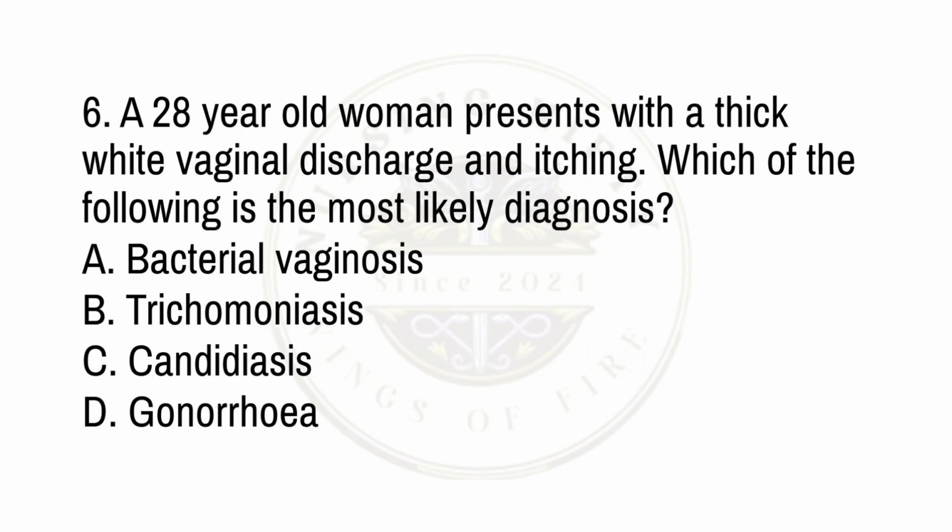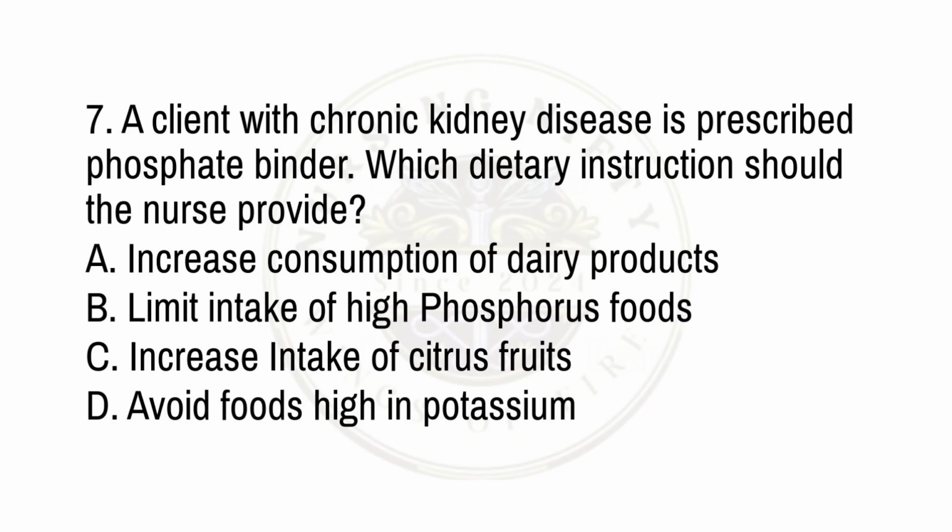Candidiasis. So candidiasis or yeast infection typically presents with thick white vaginal discharge and itching. Bacterial vaginosis presents with a thin grey discharge and a fishy odor, while trichomoniasis and gonorrhea usually present with different symptoms. Question number 7. A client with chronic kidney disease is prescribed phosphate binder. Which dietary instructions should the nurse provide? Options.